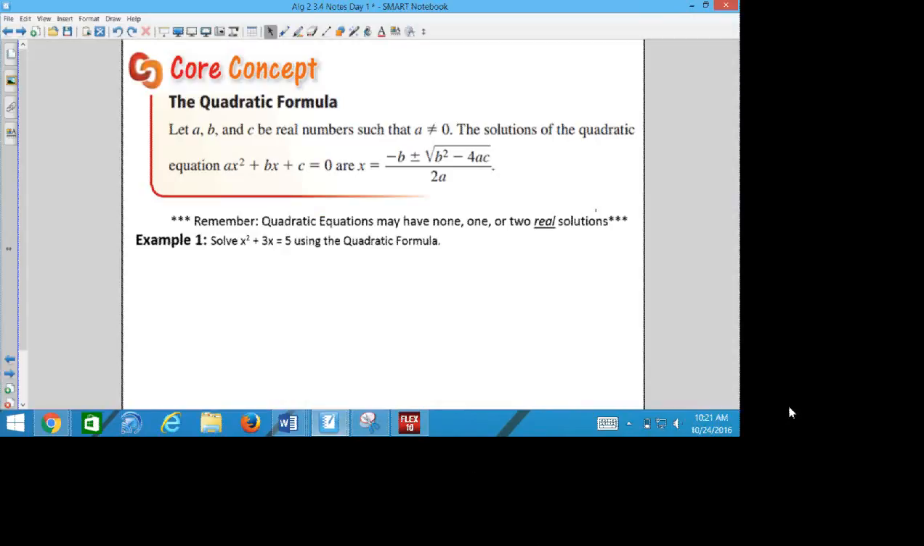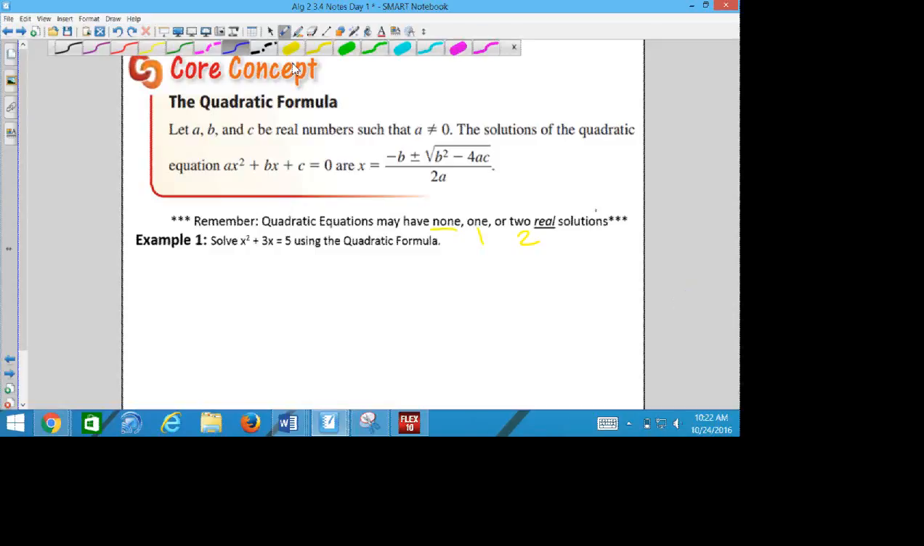So here is the formula for the quadratic formula. And when you guys do this, keep in mind that quadratic equations have none, one, or two real solutions. So we're going to do examples that have no solutions, that have one solution, or two real solutions.